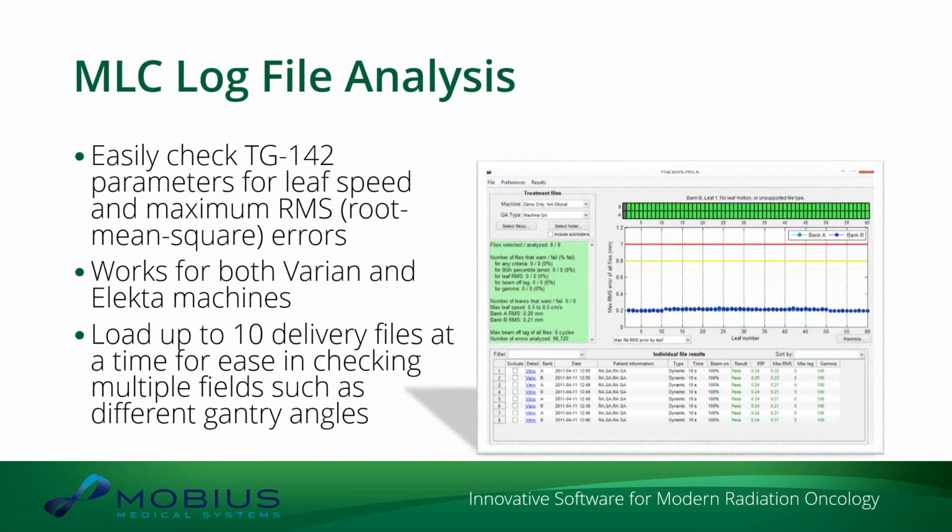And the software allows you to load up to 10 different delivery files at a time. It makes it very easy to check multiple fields, such as if you're going to deliver at multiple gantry angles, which is recommended. You can just load all those up at the same time and get your results very, very quickly. And you'll see that when we get into the software itself.